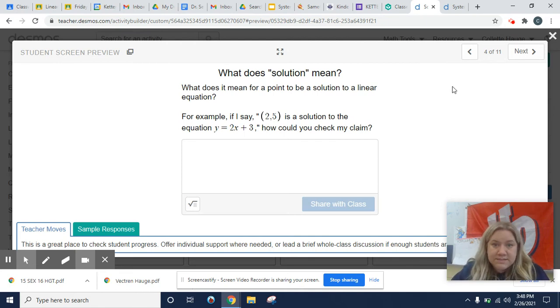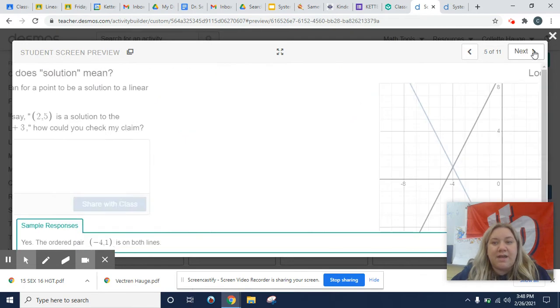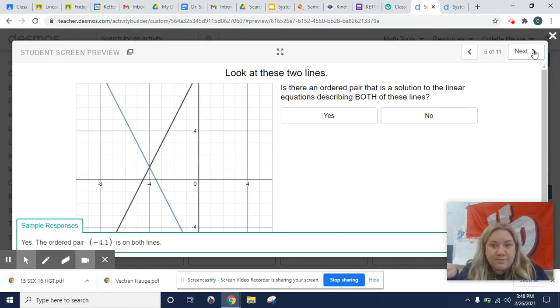And then you're going to come back to the Desmos. And if I'm being honest, no one's probably going to stop here and do the pink sheet. I would love for you to do that. But if not, then you're going to go through slides 5 to 11. And it's going to go more in depth about what is a solution.